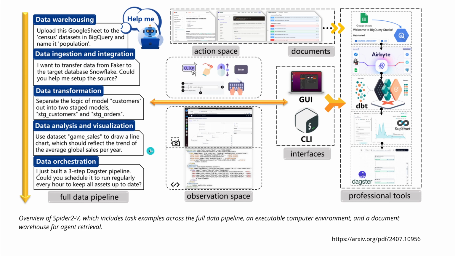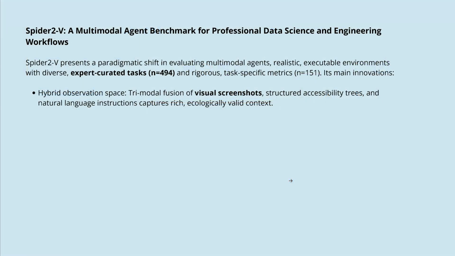Here's the overview of Spider 2 Visual given by the authors: the data warehousing, the data ingestion, the data transformation, the data analysis and visualization, data orchestration, the full data pipeline, the observation space, the interfaces, the professional tools that were used. So let me come to the summary. We have a new multimodal agent benchmark for professional data science and engineering. And they have expert curated tasks, 494 tasks, and some task-specific metrics.